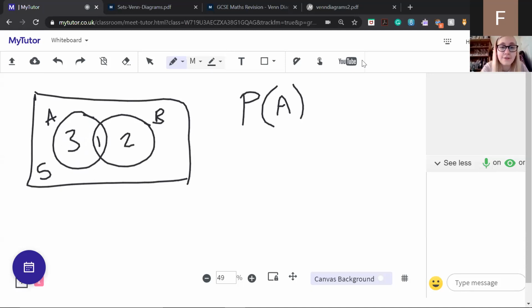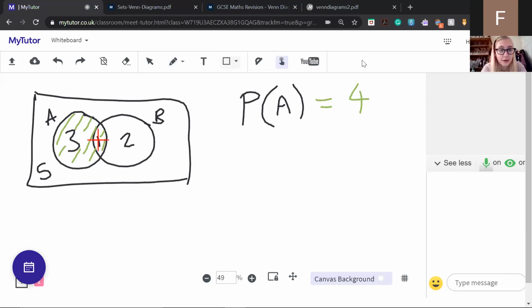The probability of A is this bit, right? Everything that's in the circle for A. So that's 3 plus 1. So there's 4 things in A. One of them also happens to be in B, but it's in A, it's in that circle. And how many things are there here total? Well, you just add all of these together. That's 11. So the probability of A is 4/11.